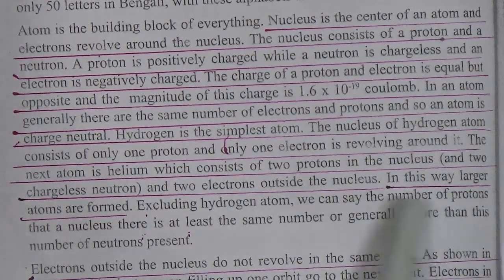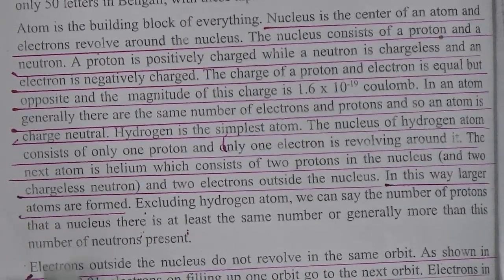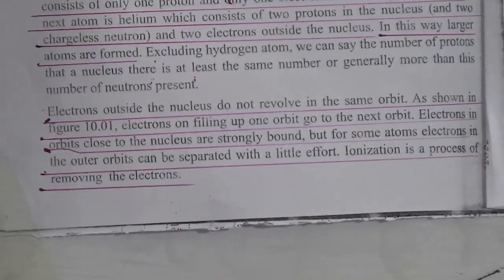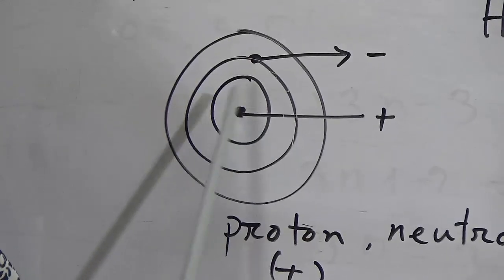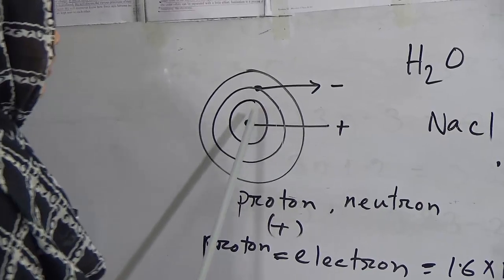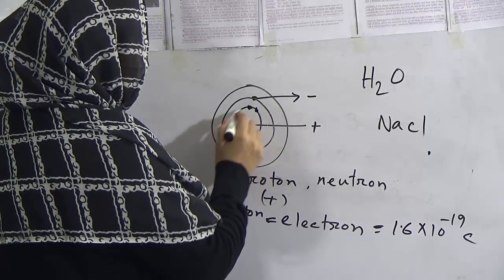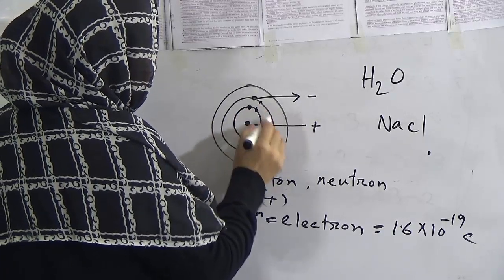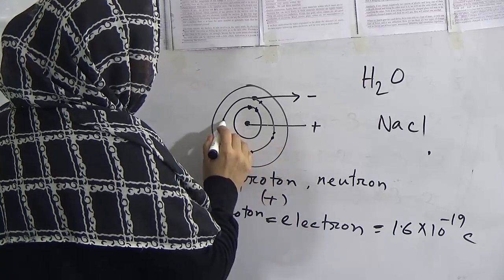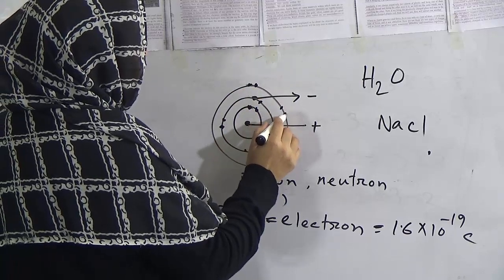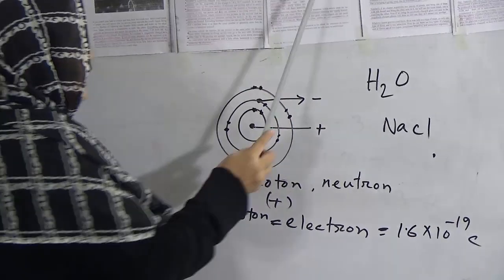My dear students, in this way larger atoms are formed. Now come to the next para. Electrons outside the nucleus do not revolve in the same orbit. As shown in this figure, electrons on filling up one orbit, suppose here are 2 electrons, then go to the next orbit, and after filling up the second orbit, go to the next orbit.